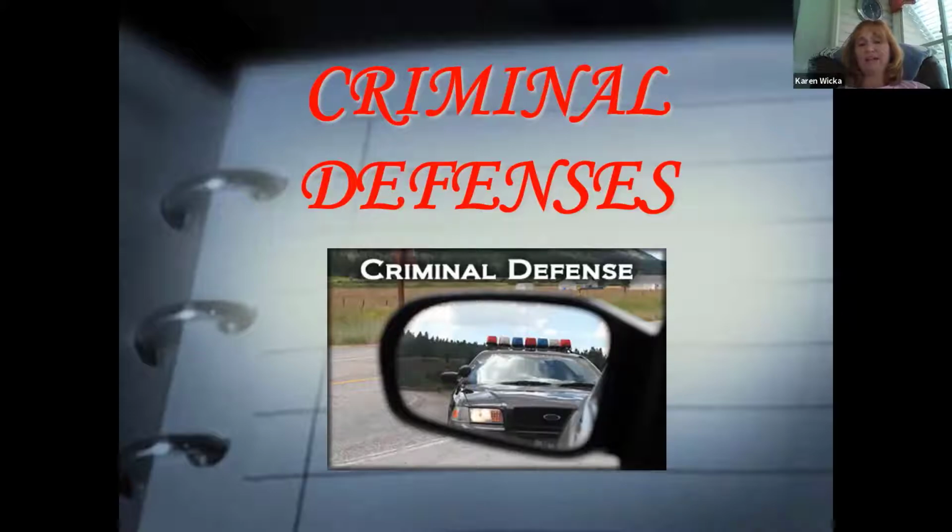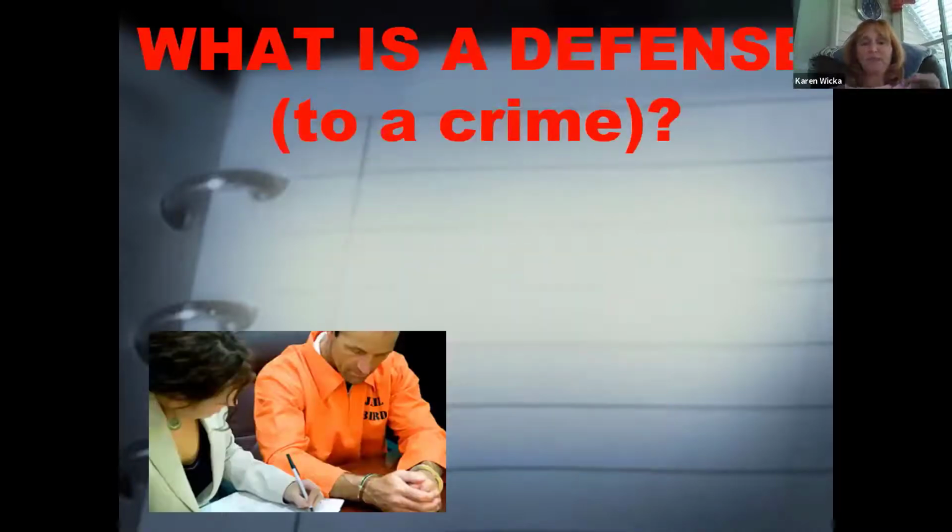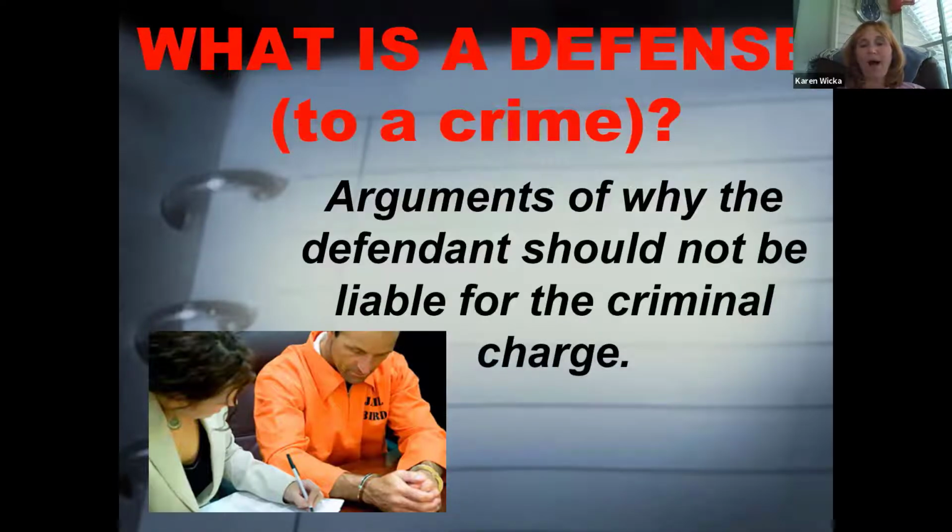Now, on the flip side, a defendant could raise a criminal defense, and then that would still keep them from being criminally liable. So let's start at the very beginning. What is a defense to a crime? So obviously you have defenses like your mom says, "Did you do the dishes?" "No, because..." and you have a reason why you didn't do it. Same thing with a crime defense. A defense is a reason why you should not be liable for the criminal charge. So if you are raising criminal defenses, you are making arguments of why you should not be responsible, why you should not be punished for these crimes.